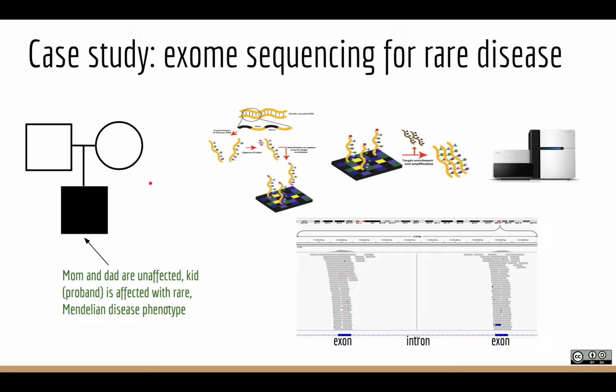So the case study that I'm going to focus on today is something that I do in my lab and a lot of labs here at the University of Utah do and elsewhere, which is essentially using DNA sequencing. We're going to focus on exome sequencing, but it's also applicable to whole genome sequencing of a rare disease case. So in this case, dad and mom are unaffected. That's why they're unshaded in this pedigree drawing. The child, let's imagine, is affected with a rare developmental disorder or a monogenic disease, also known as a Mendelian disease.